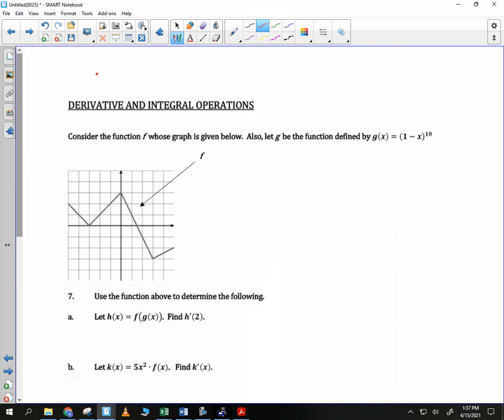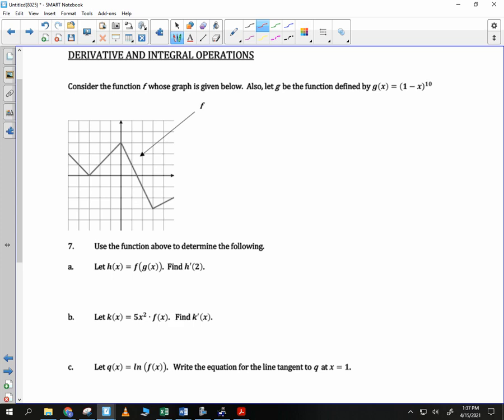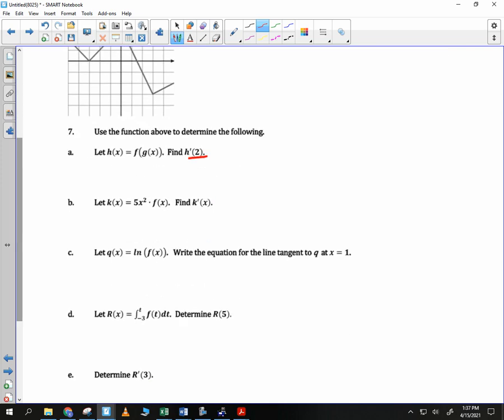Last one. Here we go. Consider the function f. You have a graph and then also this thing. This is a wild card problem. We never know if we're going to get this kind of problem or not. Oh my gosh, it says use the function above to determine the following, along with this g of x. It says h of x is equal to f of g of x. I want to find the derivative. You've done it before. Does anybody remember how I find the derivative of something like that?